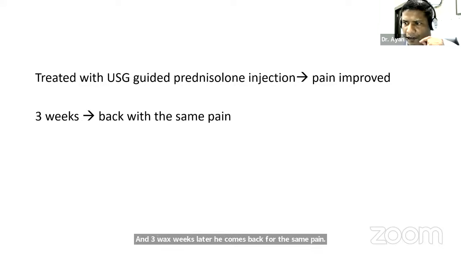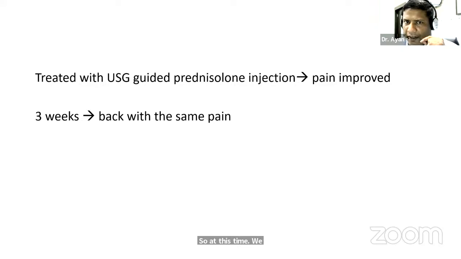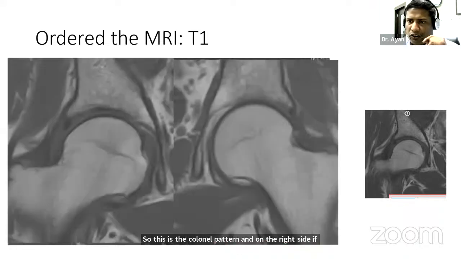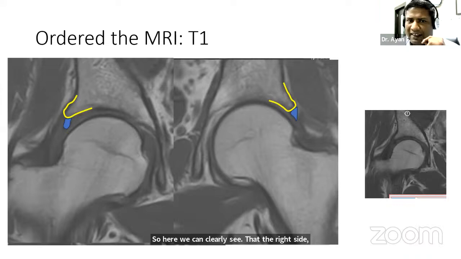So at this time, we decide to get an MRI, and this is his section of the MRI. This is the coronal cut, and on the right side, I'm trying to enlarge the images. Here we can clearly see that the right side labrum is peeled off and attached downwards. The left side has a firm, good attachment to the rim, but the right side is virtually peeled down, and it's almost obliterating even the joint space.